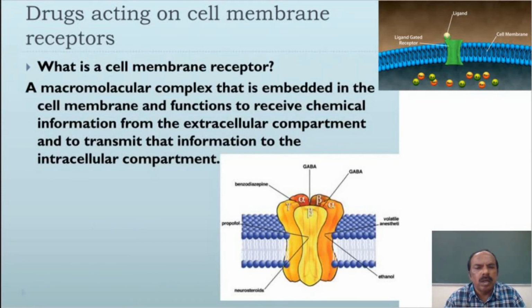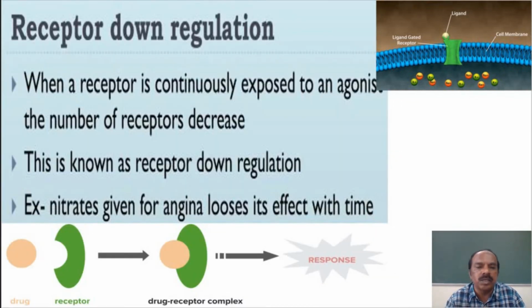There is something called drug receptors, and there are drug receptors on the membranes of each and every cell. These receptors that are there on the surface of the cell will receive the drug, and these are macromolecular complexes on the surface of each and every cell. They receive the drugs, and these receptors will have receptor down regulation. When a receptor is continuously exposed to a drug, the receptors become active and they are receiving the drug and they bring about the action. This is known as receptor down regulation.